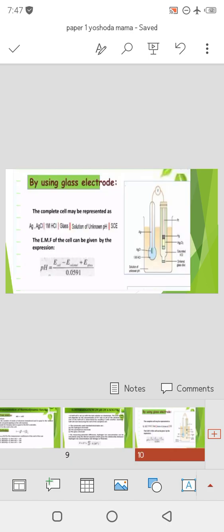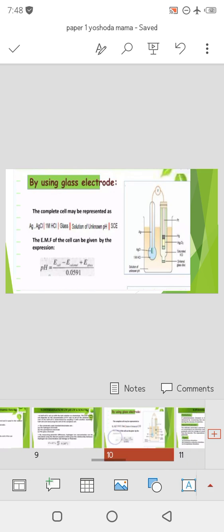So next one is by using the glass electrode. By using the glass electrode, the complete cell may be represented as Ag, AgCl and HCl, glass, test solution. This is the glass electrode. We can observe this in this diagram. So the EMF of the cell can be given by the expression pH equals E cell minus E.